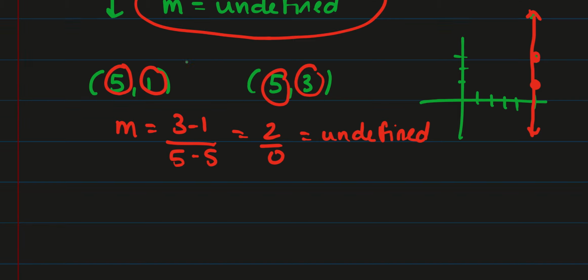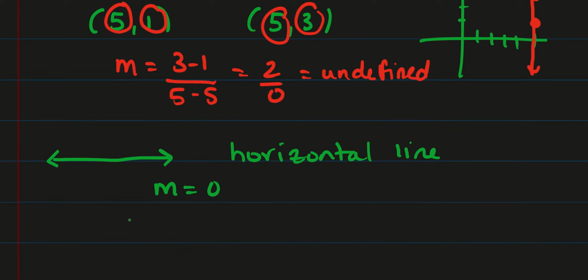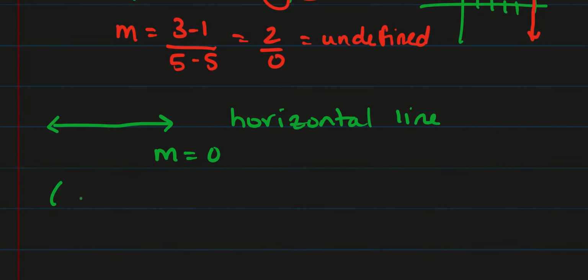Now we talked about this earlier. We said for a horizontal line, the slope is 0 because we're not really going up or down. m is going to be 0. So let's look at an example. Let's say we have the points (2, 3) and (4, 3).